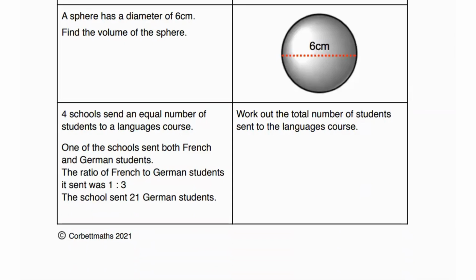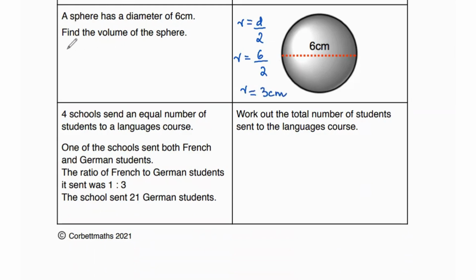Then it says a sphere has a diameter of 6 centimeters. Find the volume of the sphere. They have given us the diameter, and using that, we can easily find the radius. Radius is half of the diameter, which means it's going to be 6 divided by 2, which is equal to 3 centimeters.